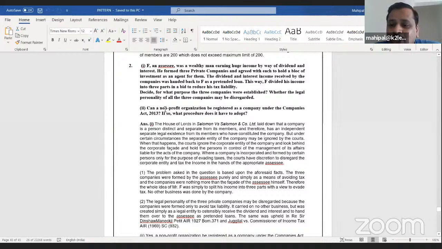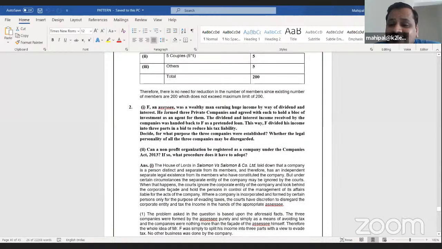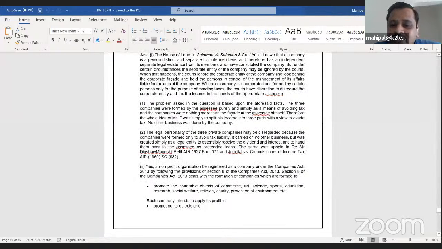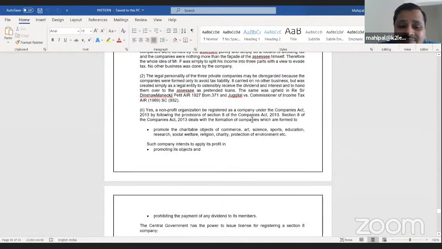Okay. To avoid tax, can the corporate veil be lifted? Great. The 3 companies were formed by the SSC purely and simply as a means of avoiding tax, and the companies were not in fact separate from the SSC himself. He simply split the income into 3 parts to evade the tax. No business was done in the companies. Correct? The legal personality of the 3 companies may be disregarded because the companies were formed only to avoid tax liabilities. Clear?